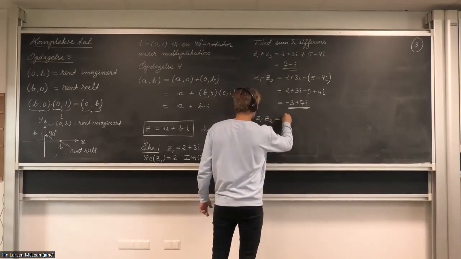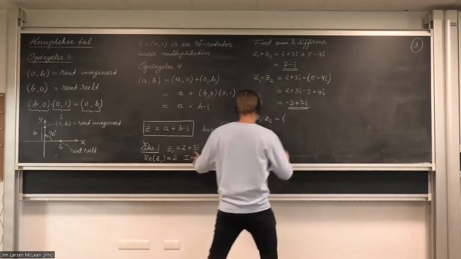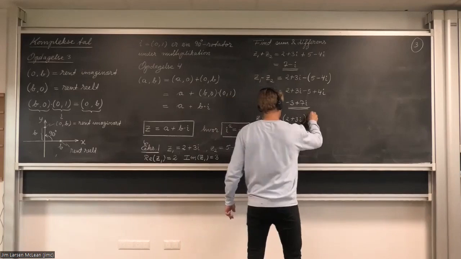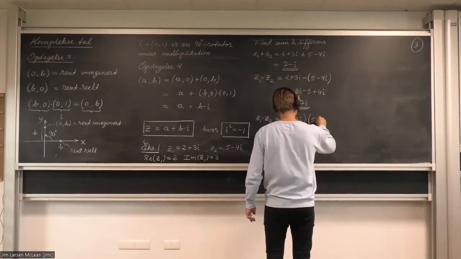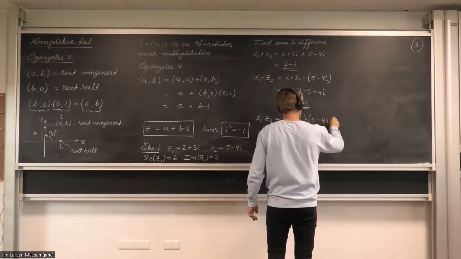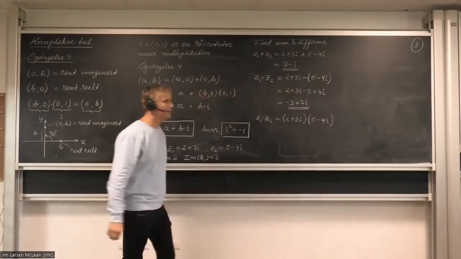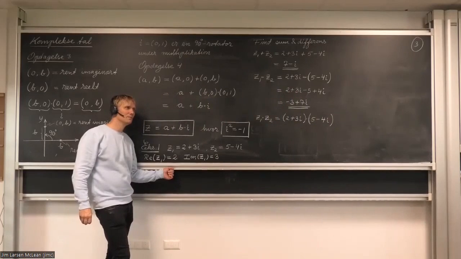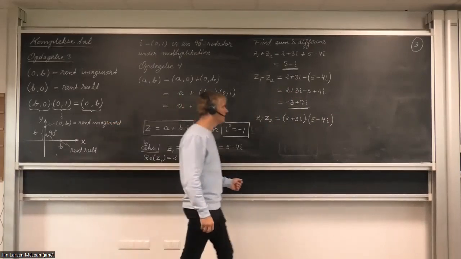So what does it give then? Well, it gives 2 plus 3i multiplied by 5 minus 4i. And now you should look up at the board once, because here you're definitely going to mess up a bunch of times before you get it right. So let's do it together. What should I do?